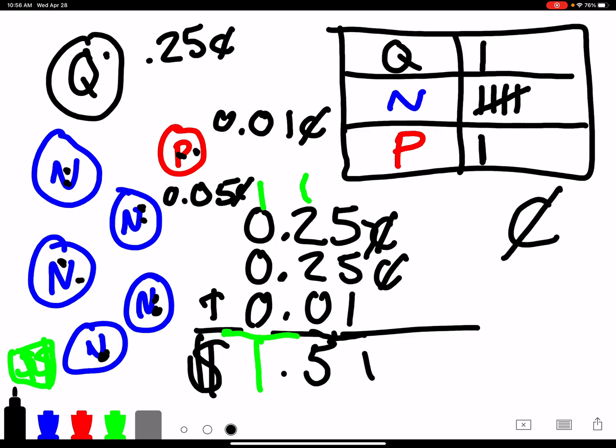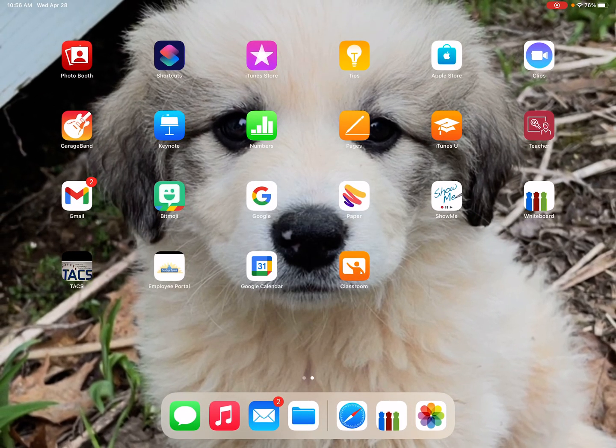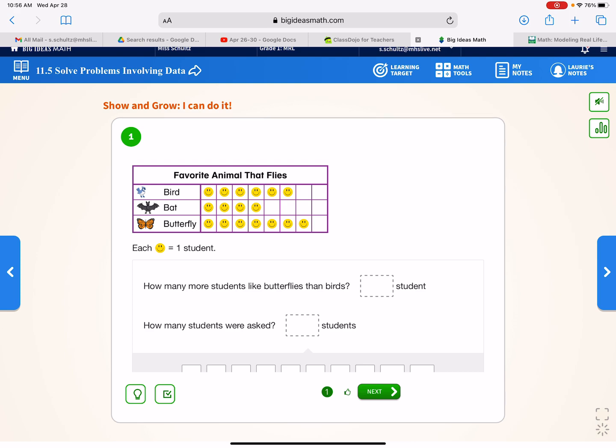Okay, we've reviewed some coins and change, but let's hop on over to 11.5 in Big Ideas Math. In this example, you might have to convert. For example, it might give you a tally graph, and then you might have to draw a bar graph. It's very similar to 11.4 in Big Ideas, but this time it wants you to expand on your results. For example, how many more students like butterflies than birds? In this example, you're going to subtract the results of birds from butterflies.